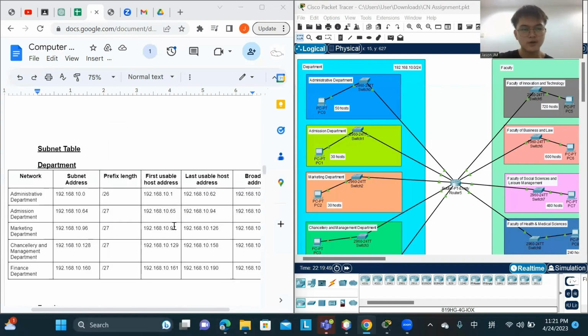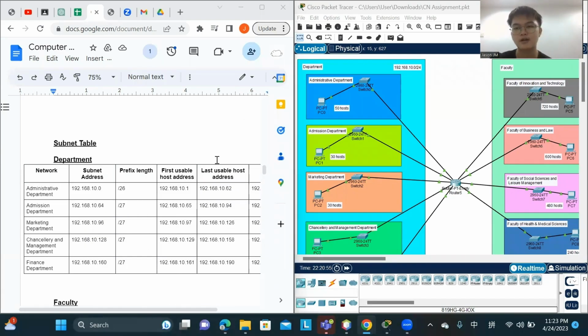So let us take a look at the subnet table. The subnet table helps us calculate the range of IP addresses that need to be configured on all the intermediary devices and end devices. Let us look first at the prefix length. The prefix length is calculated by taking the 32 total bits and subtracting the host bits. Here, the administrative department is using 6 host bits, and 32 minus 6 is 26, and the rest are using 5 host bits, so 32 minus 5 is 27.